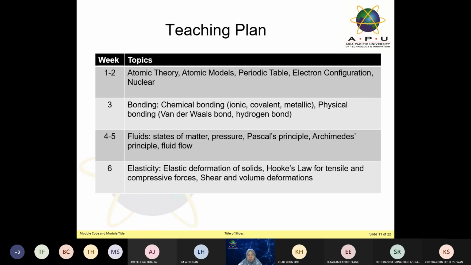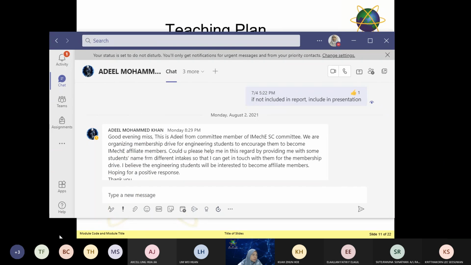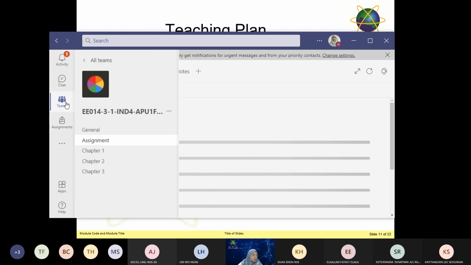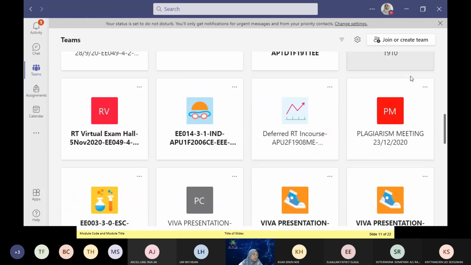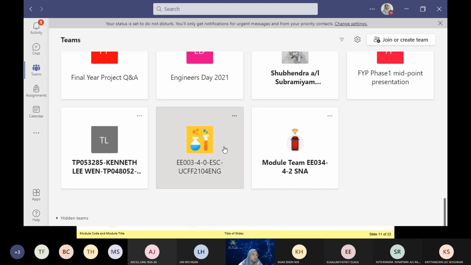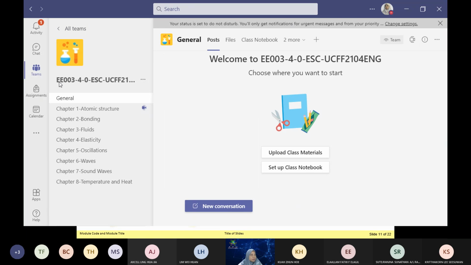So in your Team, have you opened your Team? Okay, wait, I open here. For those who haven't seen, this is your Team. EE00340 ESC, Engineering Science. Okay, inside here we have many channels. So chapter 1, atomic structure, chapter 2, bonding. Chapter 1 and 2 cover quiz 1 and quiz 2. Next, fluid. Fluid until the rest cover final exam. And then for assignment, only cover fluids. Fluid principle. Okay. One chapter only for assignment.